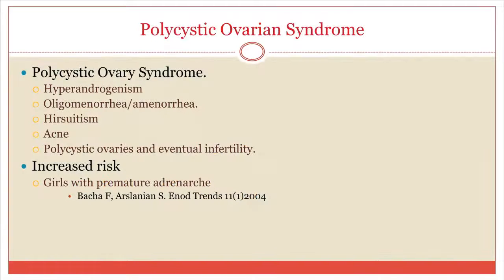Polycystic ovarian syndrome, very common. Remember that your girls with premature adrenarche are going to get PCOS. So you need to follow them and not let them go. So a little girl with premature adrenarche and then doesn't get her period, or has delayed onset of menses, may have PCOS, and that's why she's not getting her period. So you do have to follow them.